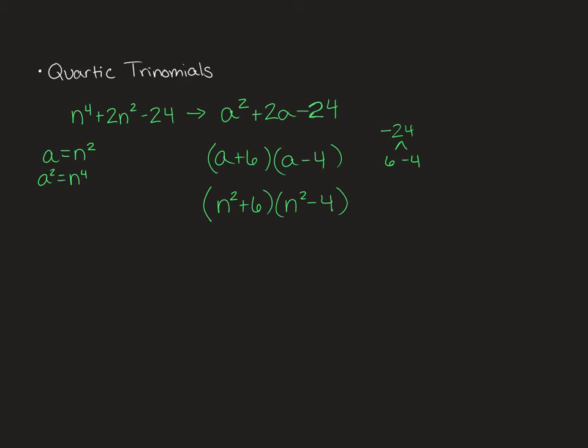At this point, always look to see if you can factor it more. I can't factor n squared plus 6 anymore, but I can factor n squared minus 4. That's a difference of squares. So n squared plus 6, 4 is a perfect square of 2, so we will have n plus 2 and n minus 2, and that's your factored form.